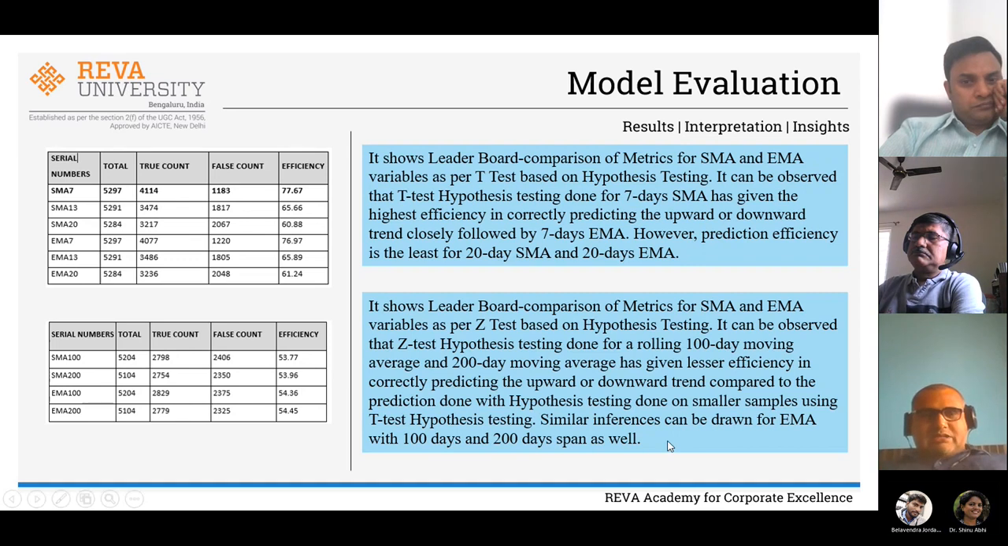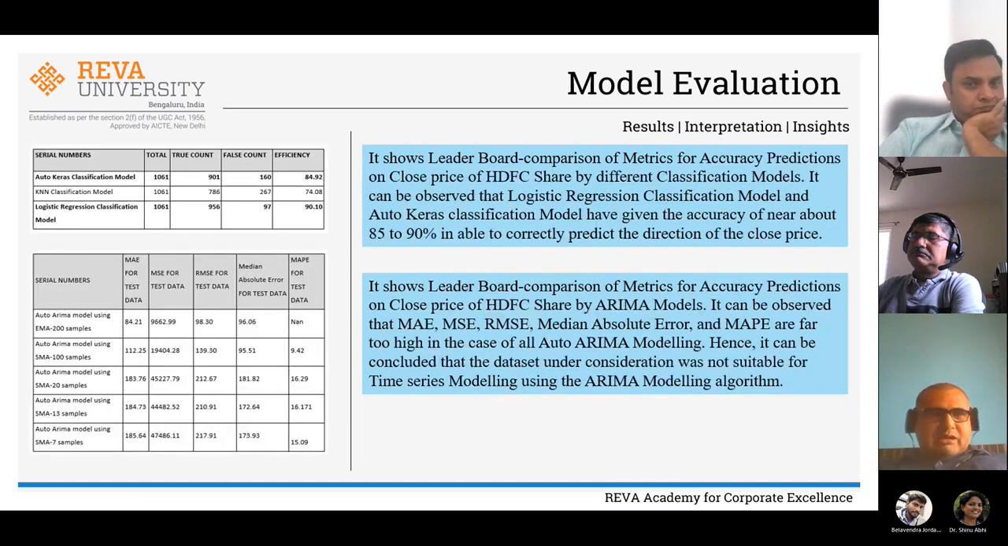Next is the exponential moving average at 76%. Then we have the model evaluation for the other classification models. The highest accuracy we got is from logistic regression, followed by AutoKeras, which gives me 84%. After that, for auto ARIMA, we can see that the MAE, MSE, and MAPE values are not satisfactory, so we will not take that into consideration.